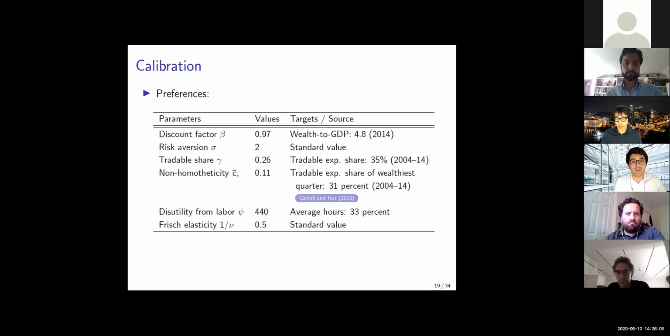Right. So I'll show you a couple of the untargeted moments that we do well at hitting, and then there's some that we don't quite do as well in matching. So you can ask me again.